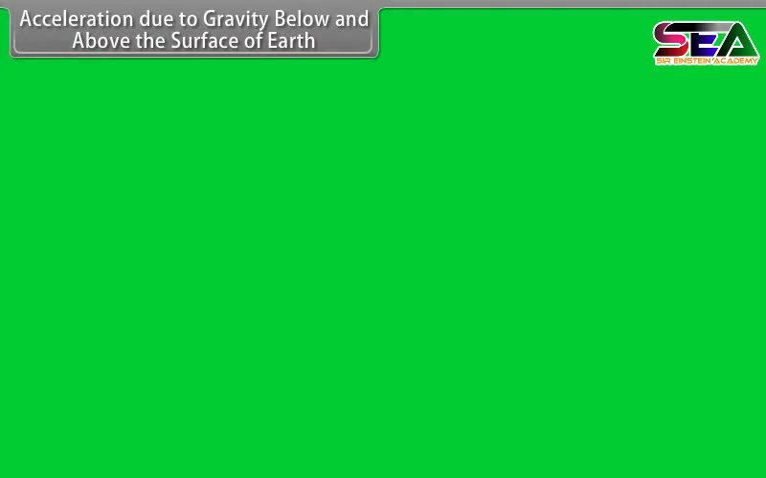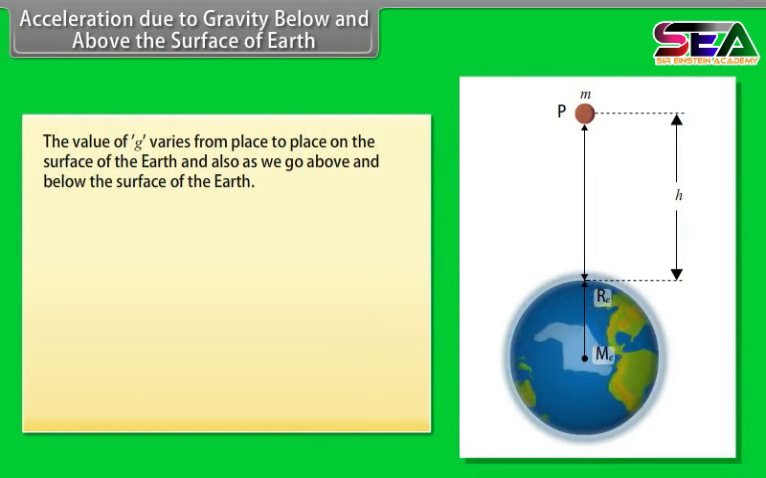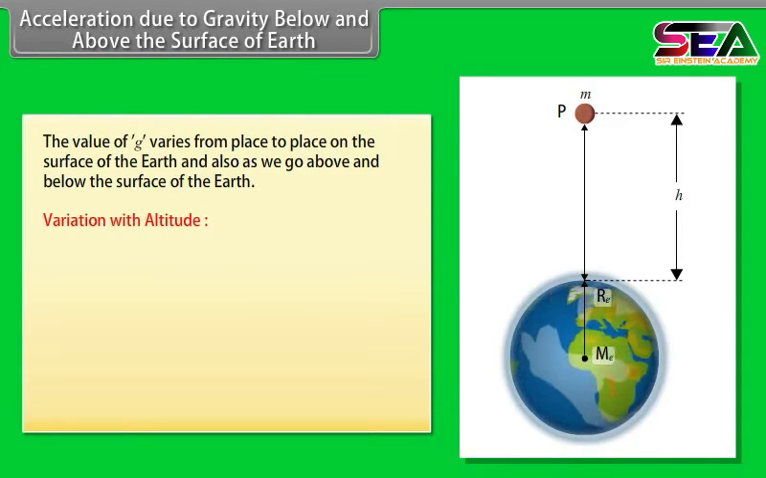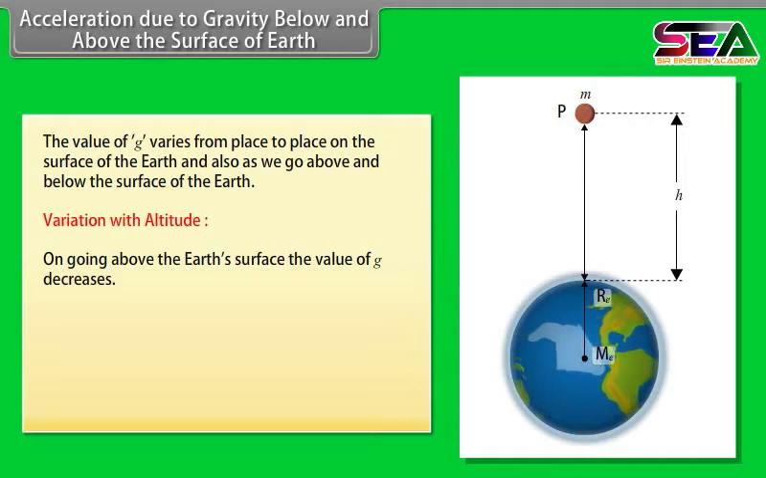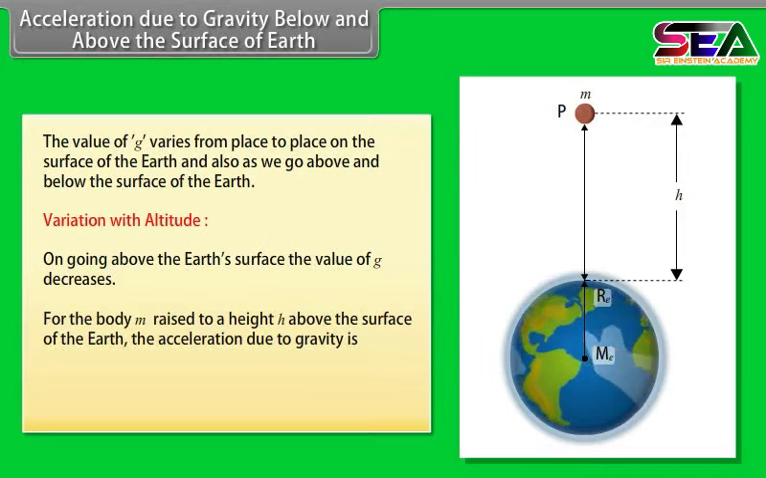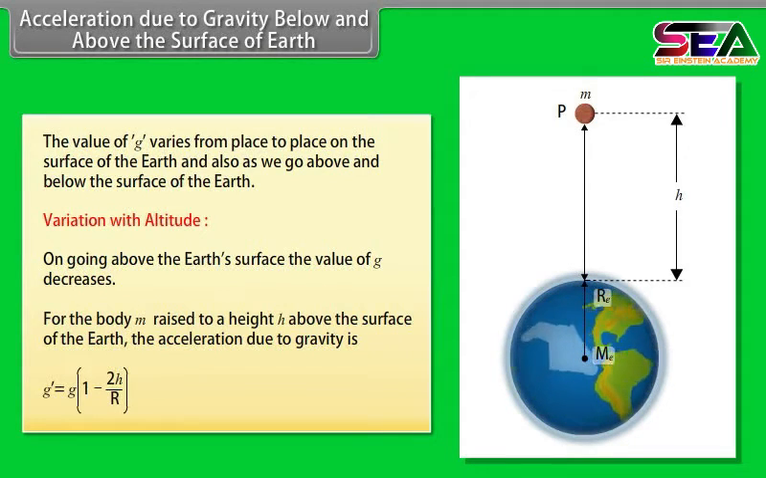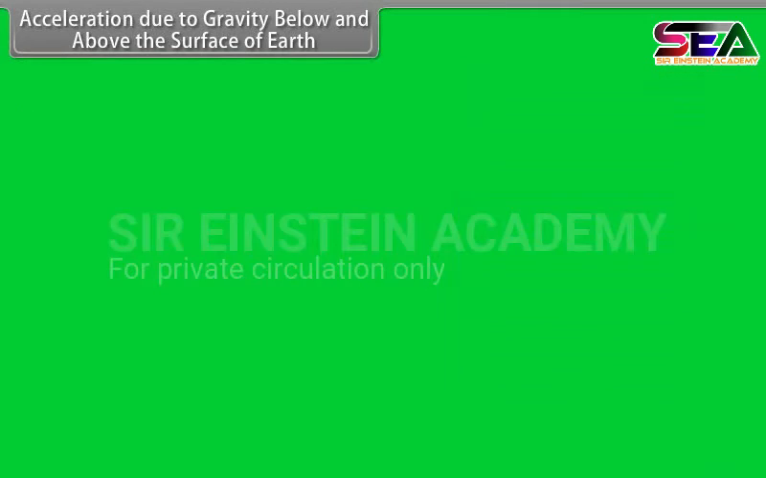Acceleration due to gravity below and above the surface of Earth. The value of g varies from place to place on the surface of the Earth and also as we go above and below the surface of the Earth. Variation with altitude. On going above the Earth's surface, the value of g decreases. For a body of mass m raised to a height h above the surface of the Earth, the acceleration due to gravity is given by g' = g(1 - 2h/R).